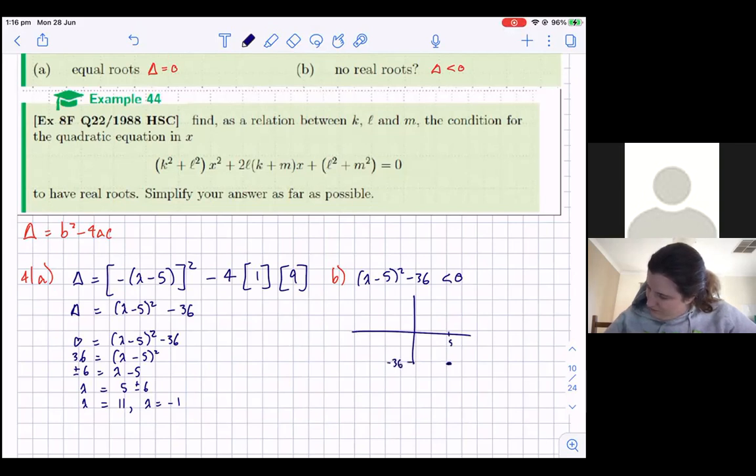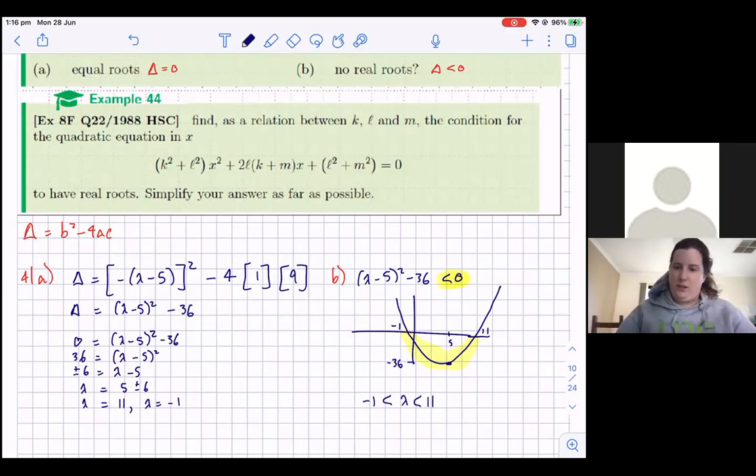negative 36. I don't actually care what it's going to look like. For it to be less than 0, that means it's within the -1 and the 11. So that comes out as less than 0 when it's between -1 and 11. It doesn't include those values because those values are when it's exactly 0.